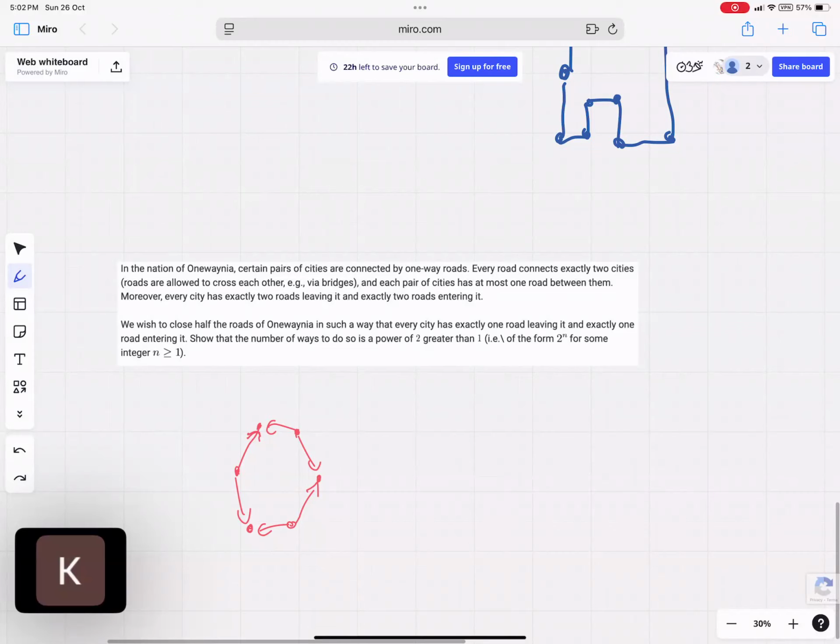Is this correct? Suppose there are k cycles in the graph. We can prove that there are at least two cycles in the original graph. Then we just need to select a union of cycles. So there would be 2 to the k ways of doing that. No, I don't think that's fine. That's right. Okay.